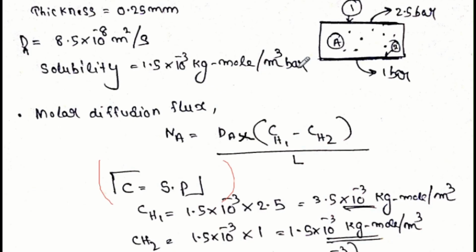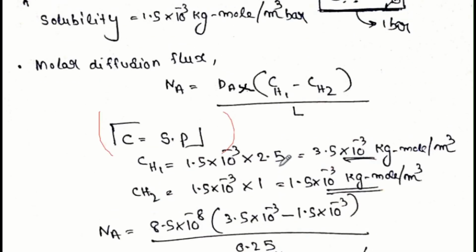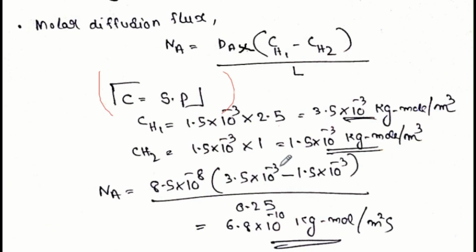There is no need for conversion because the solubility is in kilogram mole per meter cube bar, and we need the concentration unit as kilogram mole per meter cube. So we keep the unit of pressure in bar itself. There is no need to change. Similarly, we can find the concentration at part 2, that means at the 1 bar region. So we have both C_H1 and C_H2, and now I can substitute in this equation to find the molar diffusion flux. The molar diffusion flux will be around 6.8 into 10 raised to minus 10 kilogram mole per meter square second.